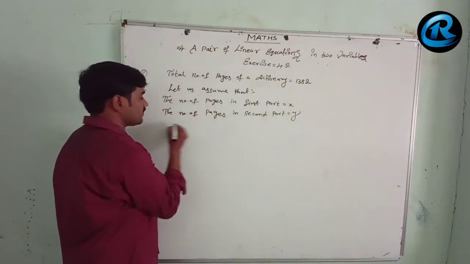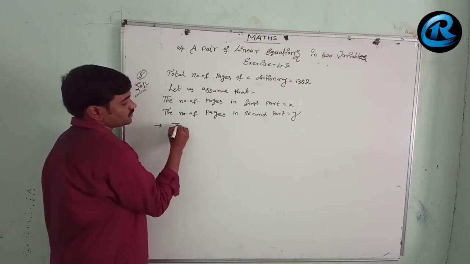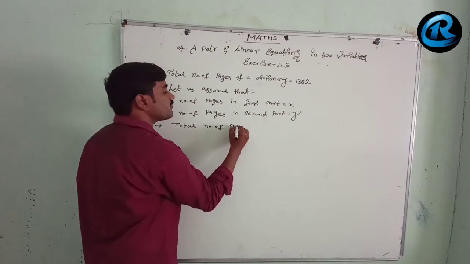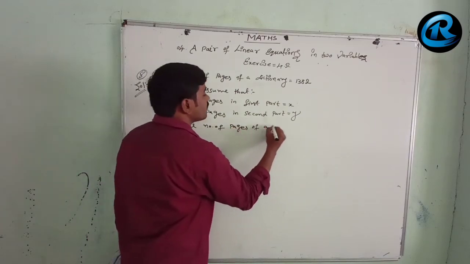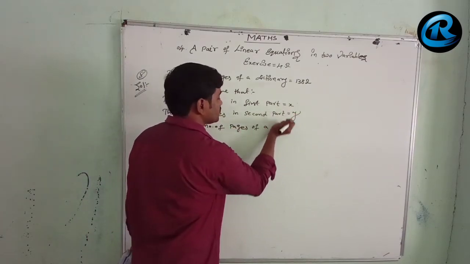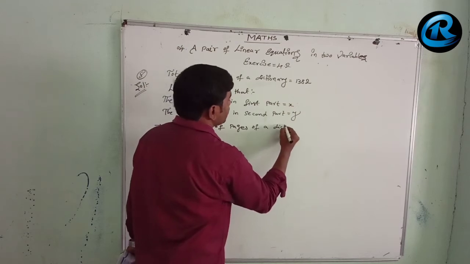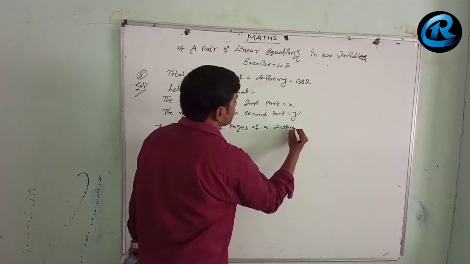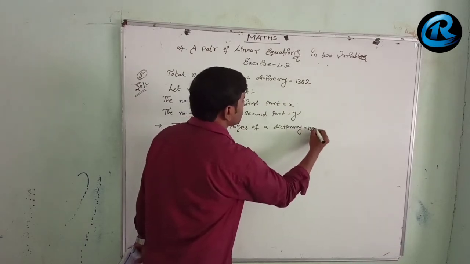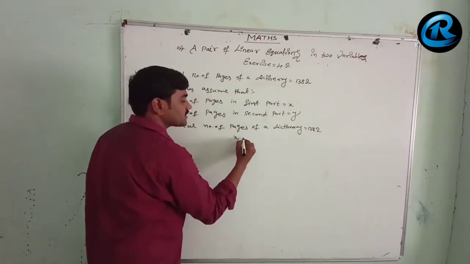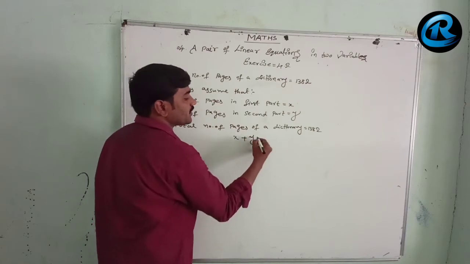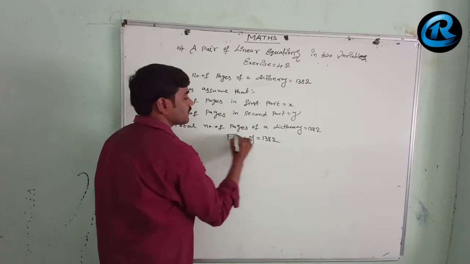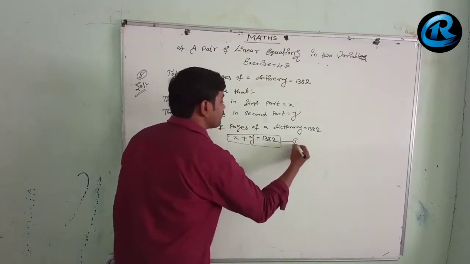Now total number of pages of a book, of a dictionary, equal to 1382. That means here x first part pages plus second part pages, that equal to 1382. This is equation number 1.